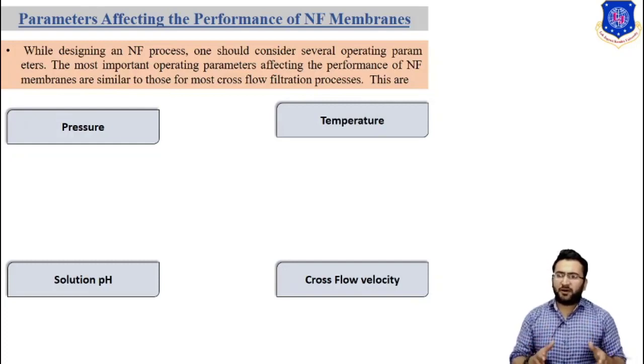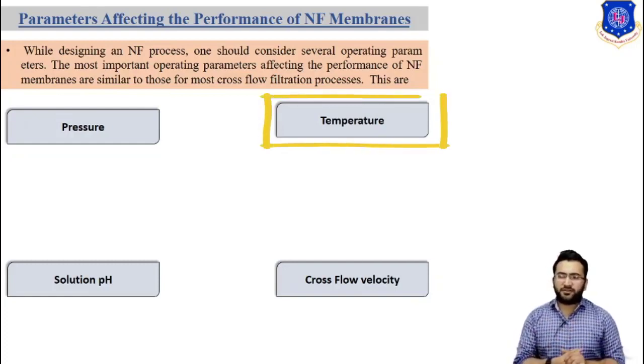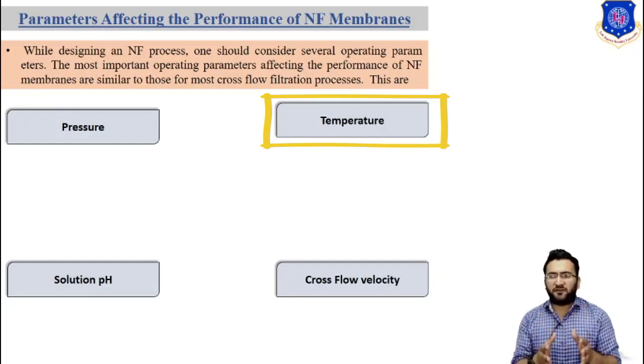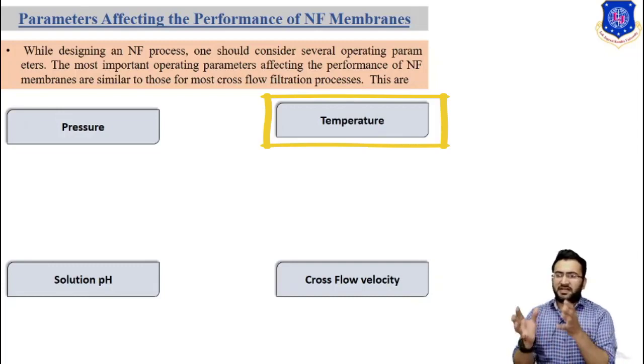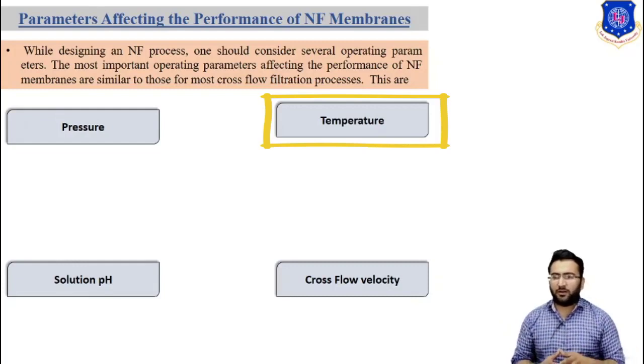Now let's discuss the second parameter, which is the temperature. Increasing the process temperature increases the nanofiltration flux due to the reduction in viscosity. However, the rejection of the nanofiltration membrane does not depend significantly on process temperature, because it works on the Donnan exclusion and size exclusion theory also.